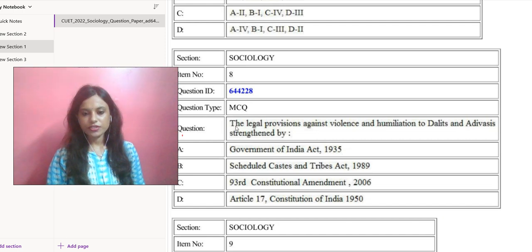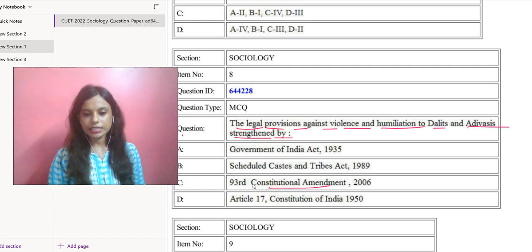Our next question says the legal provisions against violence and humiliation to Dalits and Adivasis were strengthened by which of the following? So we are going to go with the constitutional amendment, that is the 93rd constitutional amendment which took place in 2006, and also we are going to go with Article 17 of the Constitution of India 1950. The legal provisions are included in these. Let's move over to the next question.